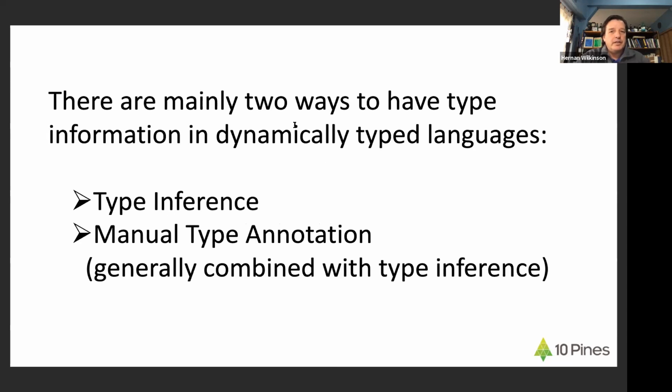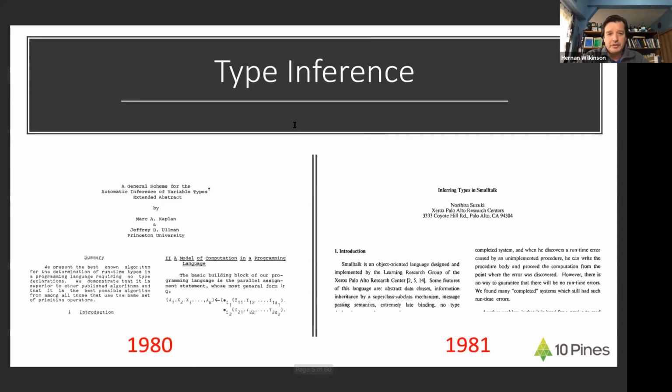There are mainly two ways to have type information in dynamically typed languages. One of them is type inference, and another one is manual type annotation, which is generally combined with type inference. And these are not new ideas. These are very old, almost like when I was born, well, a little bit later. But anyway, we can see here some papers from the 80s about type inference.